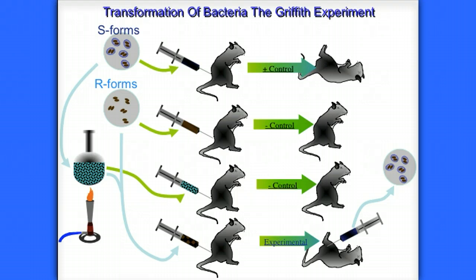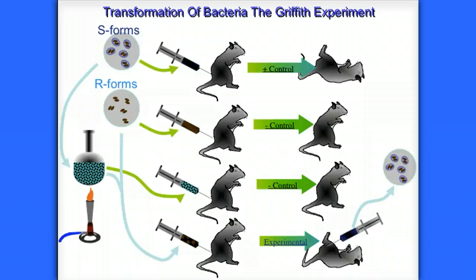Now, how did this come about? We never injected these kinds of S forms, the capsulated forms. In fact, we had killed them. What might have happened was the R forms got transformed into S forms, and that killed the animals.